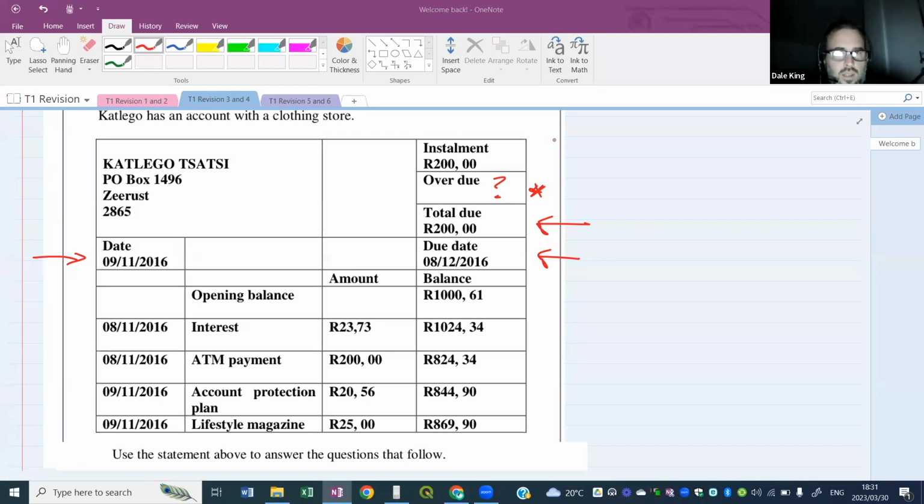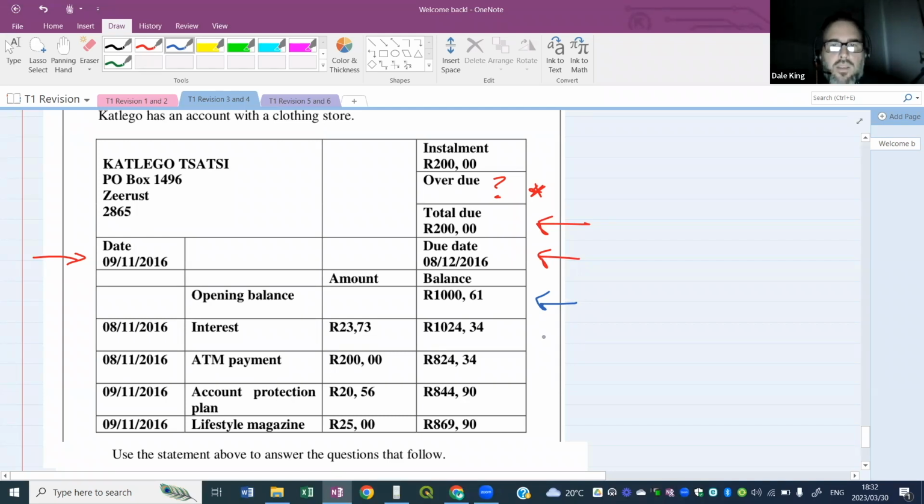Okay, now let's have a look at the items in the statement. Just like a bank statement, this first row here is the opening balance. So last month's statement's final balance will start here as the opening balance. In the opening balance here, we have 1,000 Rand and 61 cents that is due.